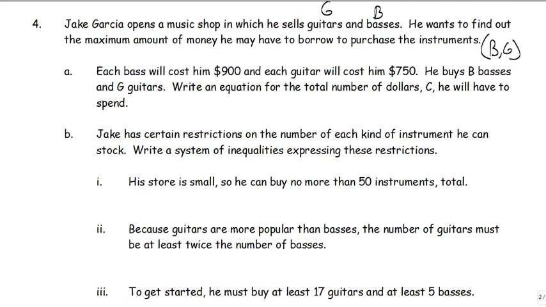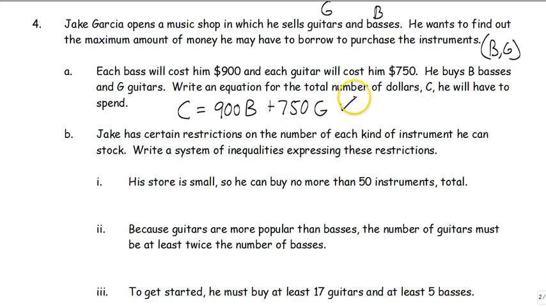So each bass will cost him $900, and each guitar will cost him $750. He buys B basses and G guitars. Write an equation for the total number of dollars C he will have to spend. So this is our objective function. We always start with this. It'll be $900 times each bass and $750 times each guitar. Okay? That's all we're doing with that function right now.